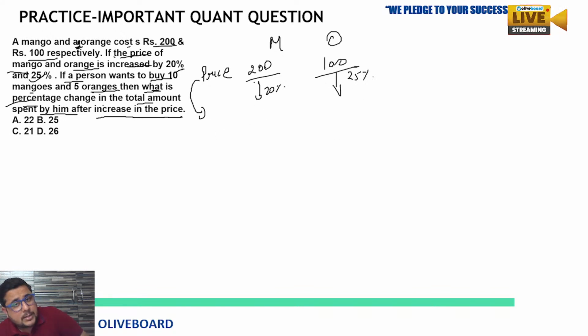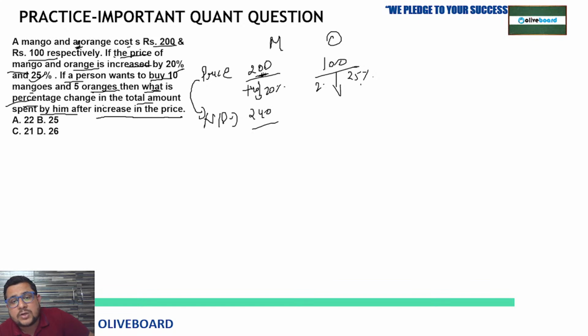Clear to everyone? So what is the new price going to be? 20% more than 200. 10% of 200 is 20, so 20% would be 40. So you will get 240. Now 25% of 100 is going to be 25, so 125 only. Clear?